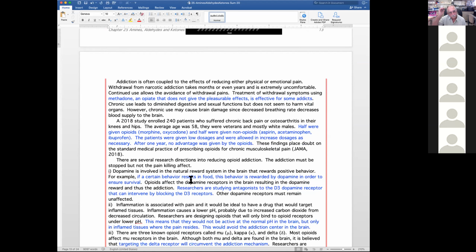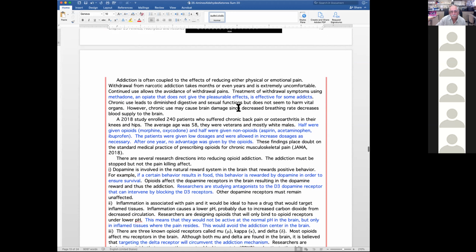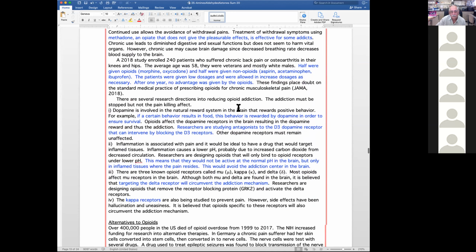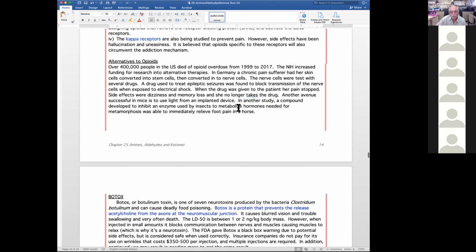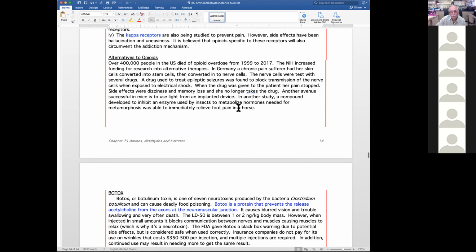So addiction is an extremely powerful thing. It's very hard to become unaddicted. Very easy to become addicted. So methadone is an opiate that doesn't give the pleasurable effects. It's effective for some. So we have alternatives to opioids, but whatever.